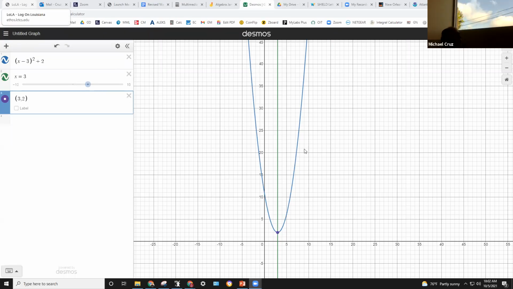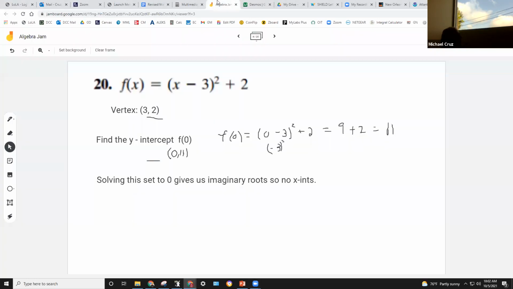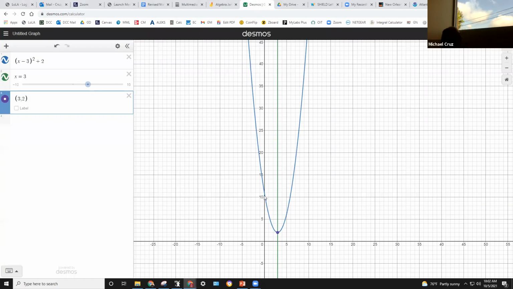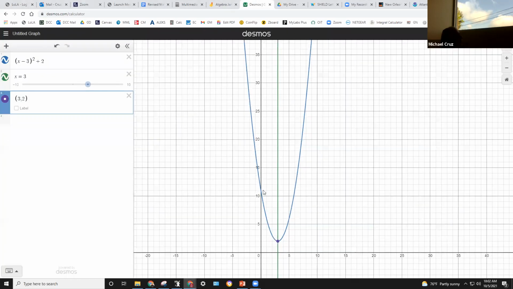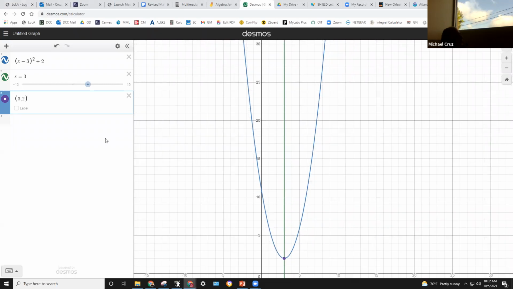All right, so this is that one we just graphed. You can see there's no x-intercepts, but I'm going to show you how to find another point. But anyway, x equals 3 is the axis of symmetry. Now, what did we say? We had 11. So this right here is your y-intercept, and this right here was your vertex. This right here, (0, 11), is the y-intercept. So let me show you how to find another point.